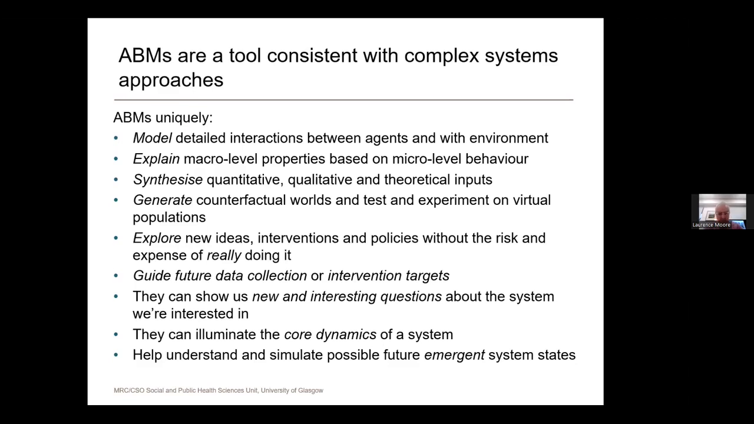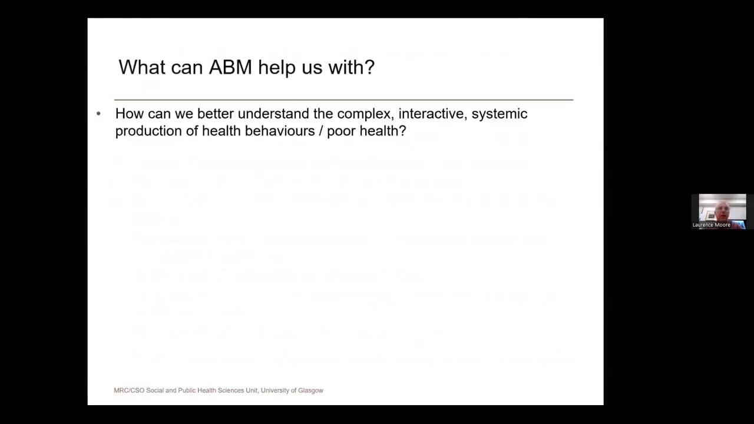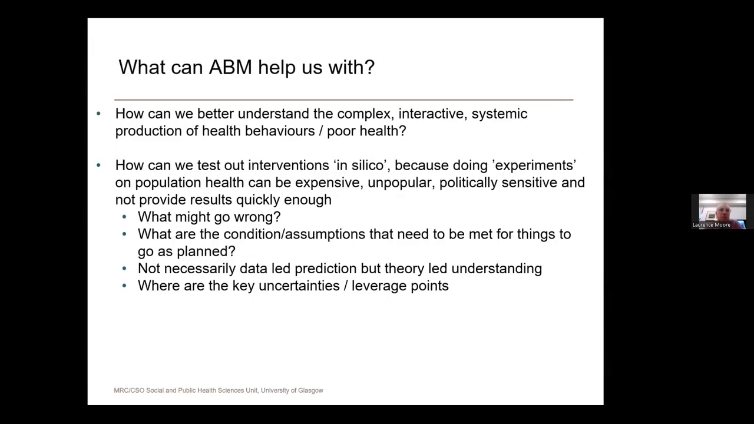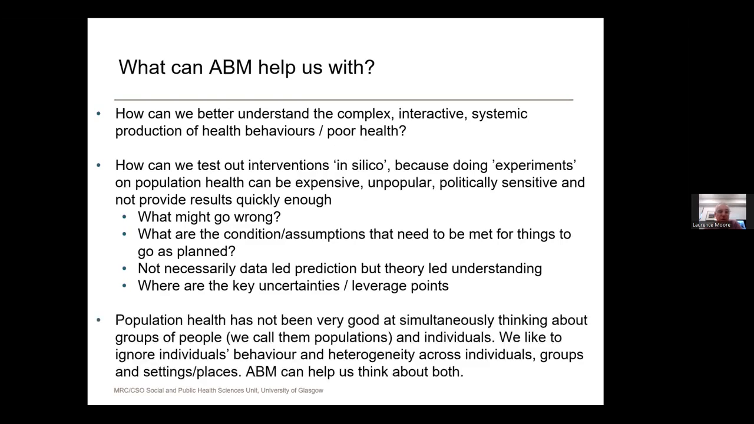So there are lots of really exciting, interesting questions we can address with ABMs that we can't do with our standard methods, which are much more suited to answering some of those causal closed questions that I talked about earlier on. They can help us understand how complex interactive systems can be produced and generate poor health outcomes. We can test out interventions in silico without doing experiments, which is so impossible to do in population health. We can get an idea of what might go wrong. We can get an idea of what particular assumptions or contextual factors need to be in place for an intervention to work. We can identify what might be the key leverage points to target for our interventions, or indeed where the greatest uncertainty lies in our understanding of the system, to identify where we need to collect more data to further improve our models and theories that underpin our agent-based model.